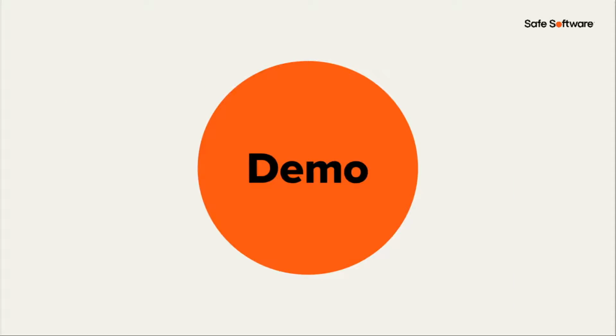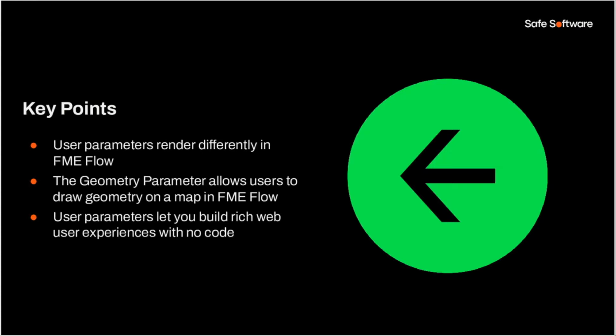So that's just a quick example of the geometry parameter for anyone who hasn't used it and some of the power it can unlock on FME Flow when you publish your workspace there. Some of the key points are that user parameters do render differently in FME Flow. The geometry parameter allows users to draw geometry on a map in FME Flow, and user parameters let you build rich user experiences on the web with no code, provided you have FME Flow.